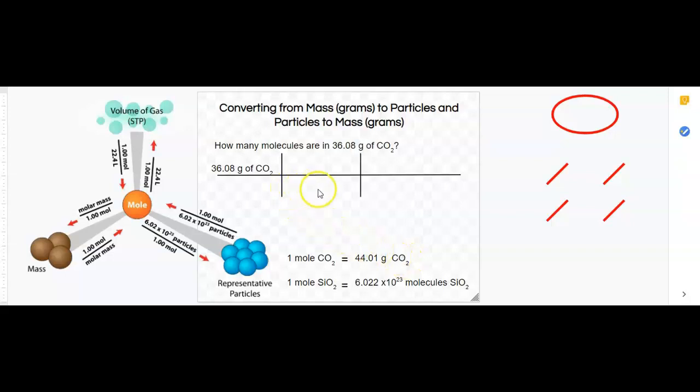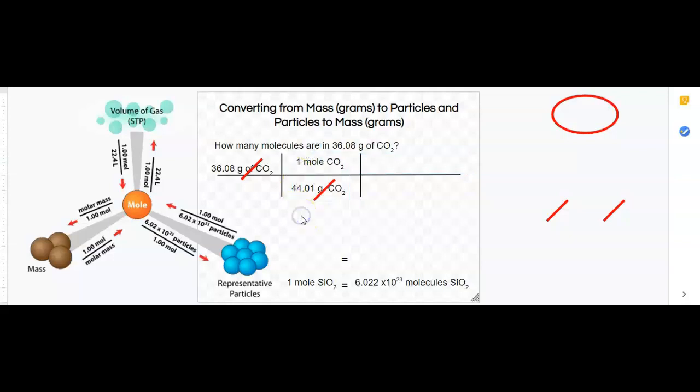I want to cancel my grams, so they go to the bottom. So I cancel grams on the bottom, and I'm converting to the mole on top because those two have equal value. They are my conversion factor. And now I have canceled my grams of CO2. But I don't want to stop at the mole. I need to convert to the molecule.